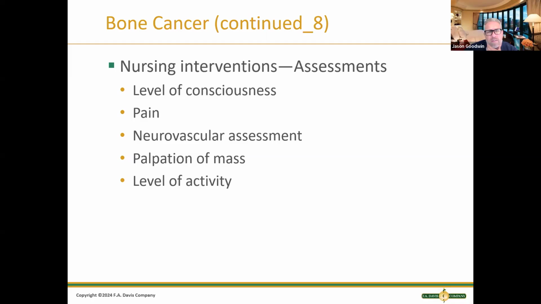Assessments, we're going to take a look at everything we would normally look at. Pain's going to be a big one. Depending on the compromise of the bone, you might have neurovascular changes. You're going to palpate anything that you can feel on a mass or any kind of tumor growth. And you're going to keep an eye on their level of activity, which is going to be important, particularly if it's becoming more severe.